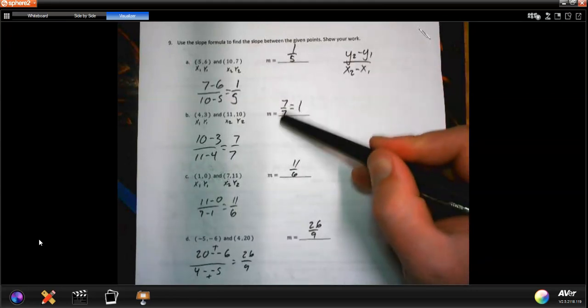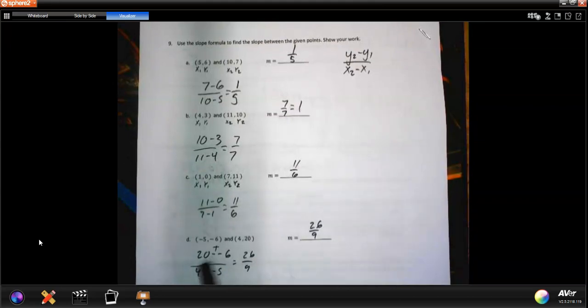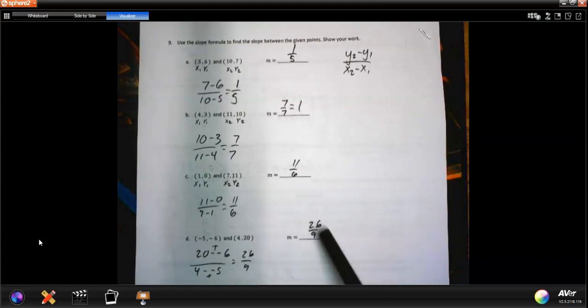On B, you get 7 over 7, which is 1. And then on D, be careful. Double negatives become a positive. That becomes 26 ninths. There you go.